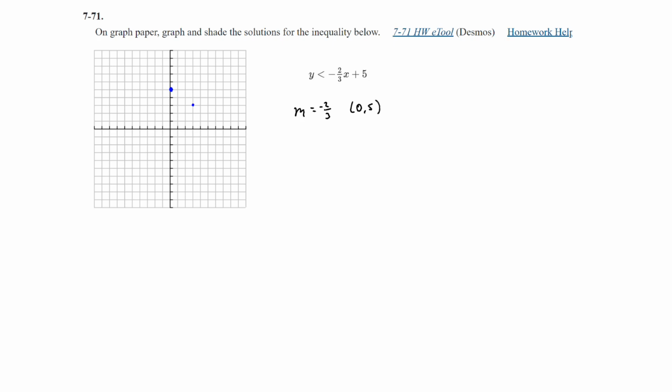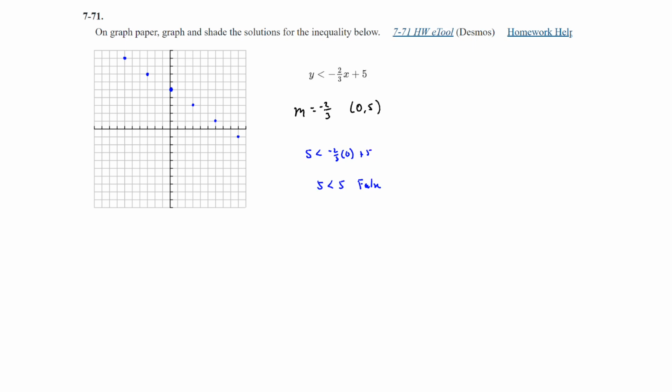So we could go down to the right 3. You could do that a couple of times. You could also go up 2, but then you have to go to the left 3 to make sure you continue that negative slope. Now, with an inequality, you have a boundary line. So if you plugged in points, let's say 0,5 for example, this would be 5 is less than negative 2/3 times 0 plus 5. And so what you get is 5 is less than 5, which is not a true statement.